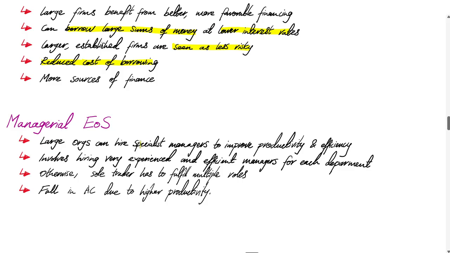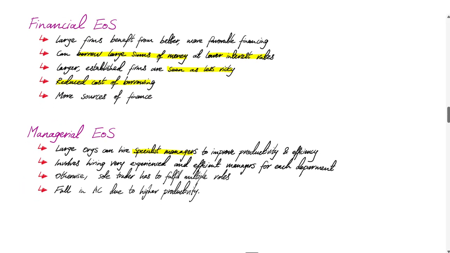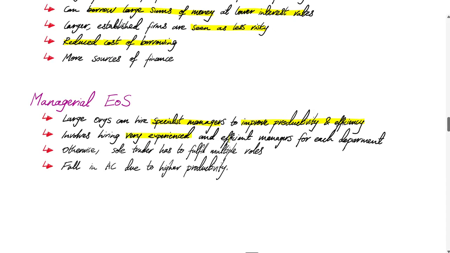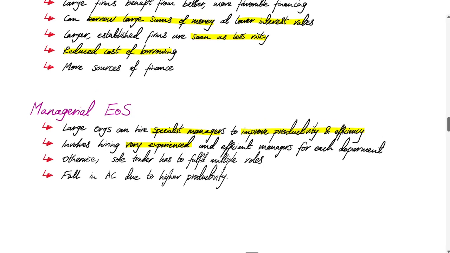You have managerial, specialist managers to improve productivity and efficiency. So when you have maybe a sole trader who's doing everything, that sole trader is not going to be efficient, right? So we want specific managers to be doing specific organizational functions, right? An HR manager, a finance manager, a CEO who's doing operations, a product-specific manager. So that improves productivity and efficiency. Very experienced people, managers for each department, and this is exactly what we talked about.